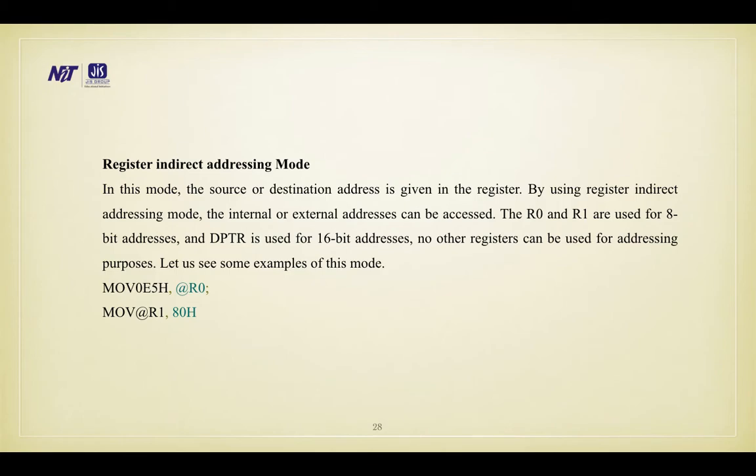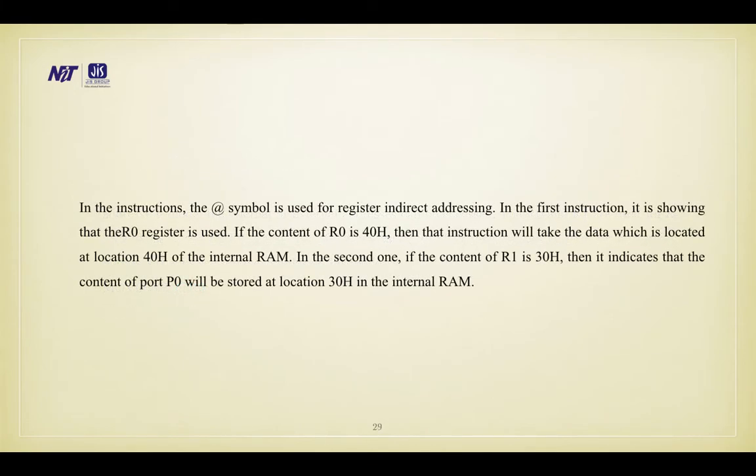Let us sum up the examples shown below: MOV A, @R0 (opcode E5H) and MOV @R1, 80H. These are some examples. In the instruction, the @ symbol is used for register indirect addressing. In the first instruction, it is showing that the register R0 is used.